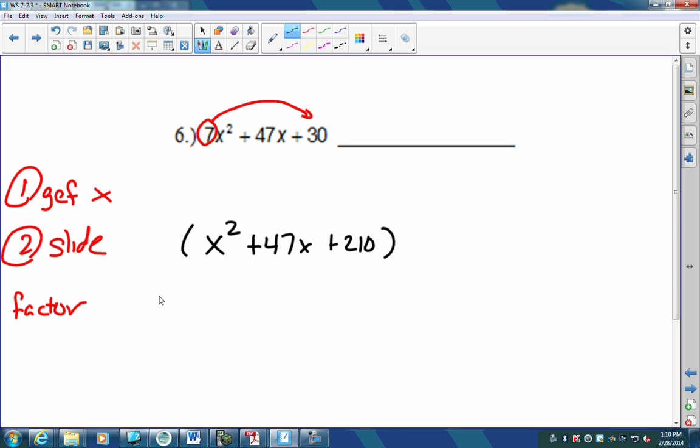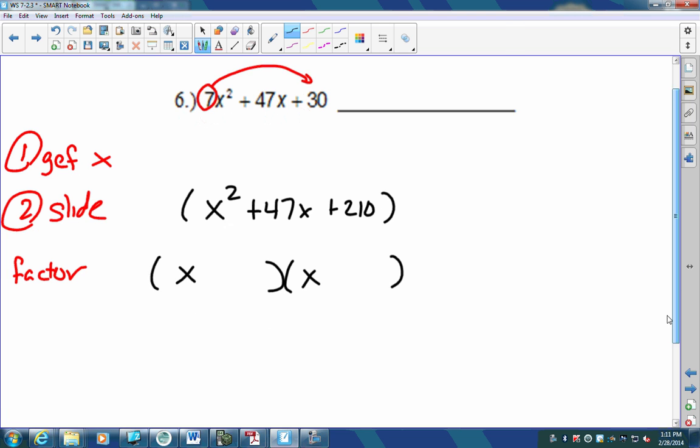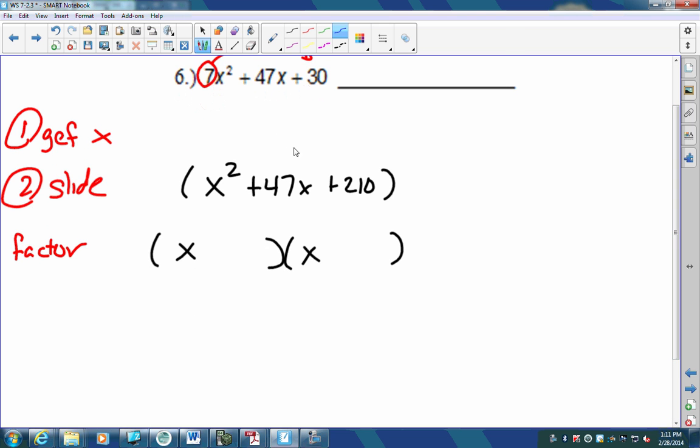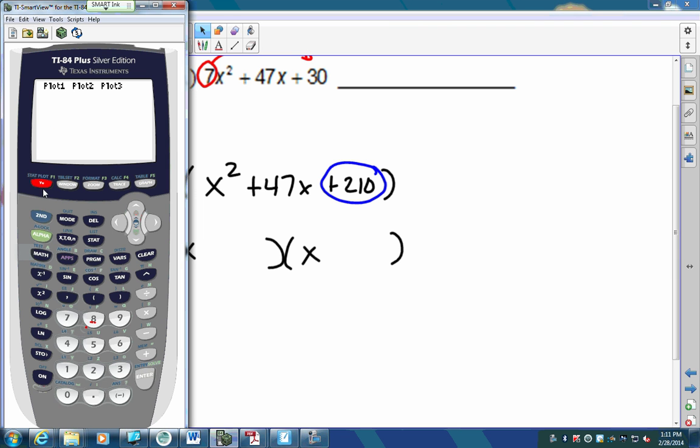So that means I'm going to break it up into 2 parentheses. X squared is always going to go x and x. Now, we need the factors of 210. No, I don't know those off the top of my head. I do have to go in here to the handy dandy calculator and put 210 divided by x.